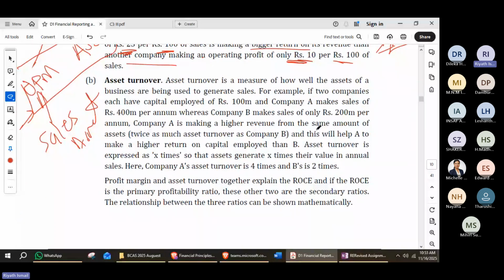The second formula they introduced is asset turnover. Asset turnover means, for 100 rupees' value of assets, how much it contributes to making sales. How do these assets contribute to making sales? Asset turnover is a measure of how well the assets of a business are being used to generate sales.